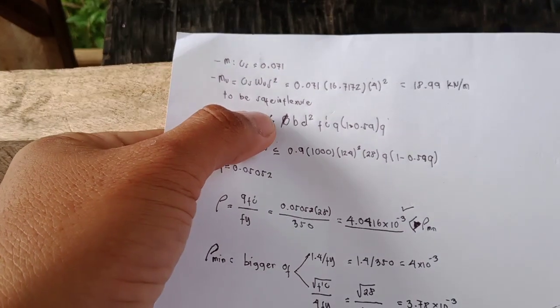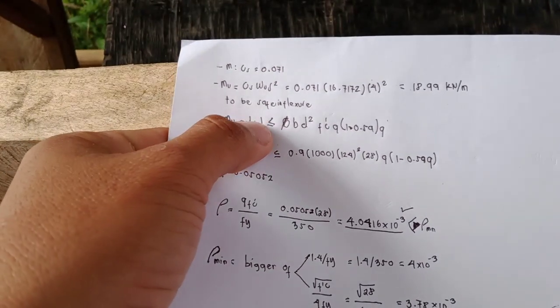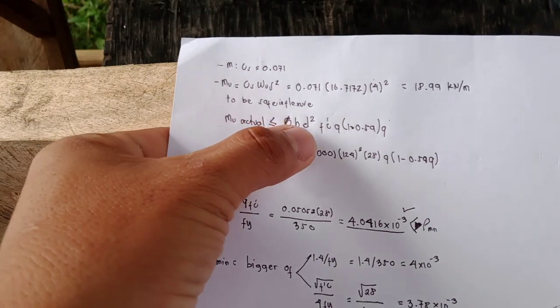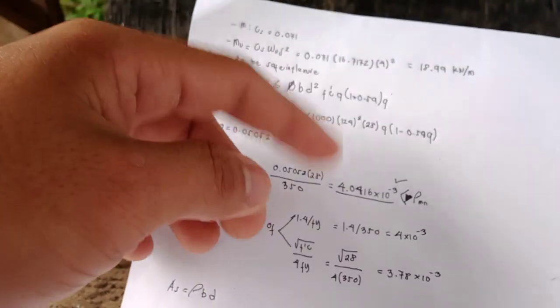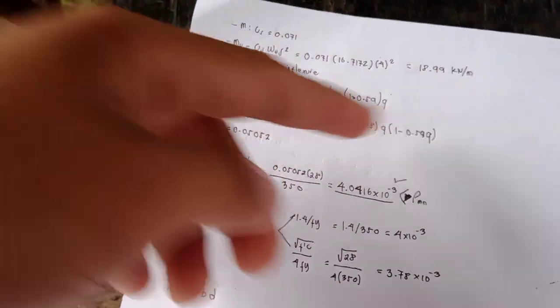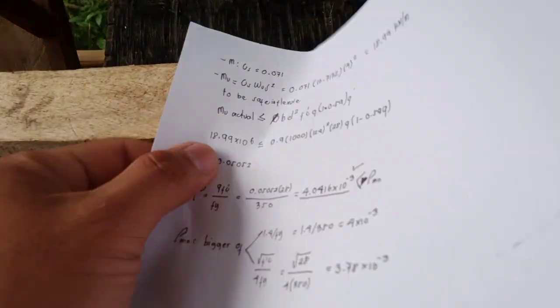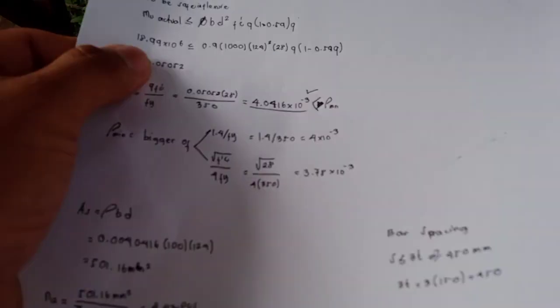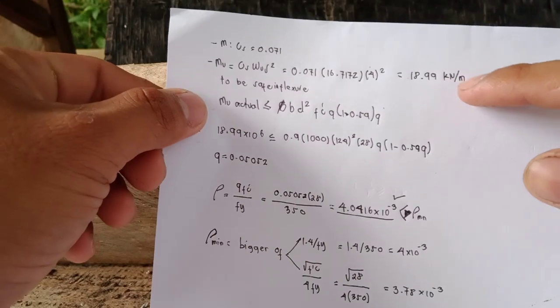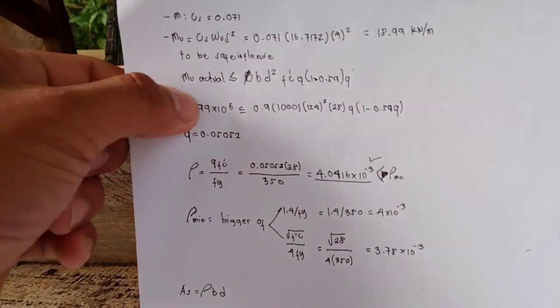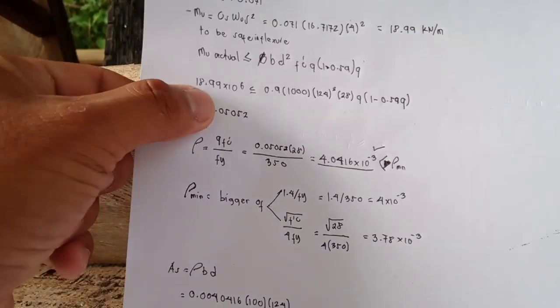To be safe, our Mu actual should be less than or equal to phi b d squared f'c times omega times 1 minus 0.59 omega. So our Mu, as we can see here, is equal to 18.59 times 10 to the 6.